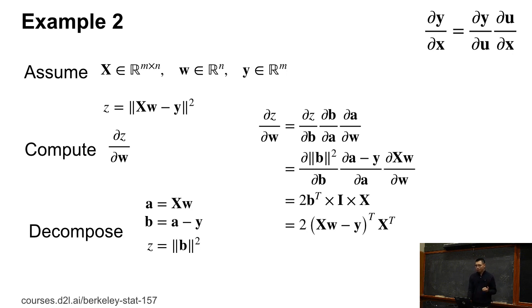The first term is 2 times b transpose. The second term, a minus y, which gives the identity matrix. And the last one, partial matrix times vector over partial vector, we get the matrix itself. We already covered that in the last lecture. So again, substitute b into the equation, we get the final results.